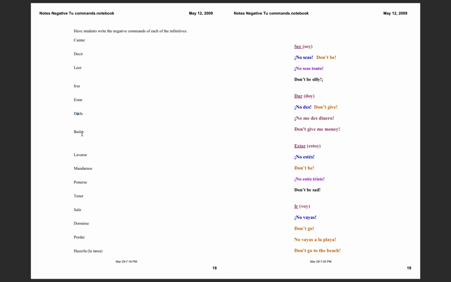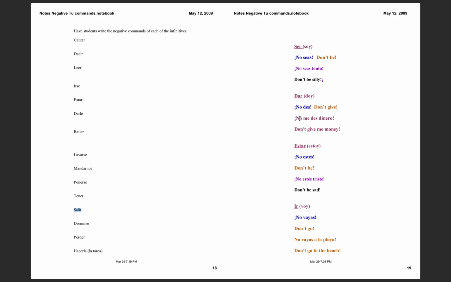Okay, bailar, the yo form is bailo. It's an AR verb, so take off the O, add ES. No bailes. Okay, so you go down here to salir, the yo form salgo, it's a go verb, so change it to gas, go to gas. No salgas. All right, so, and I think that's what they go over here, are these oy verbs. Okay, and you just have to learn them.